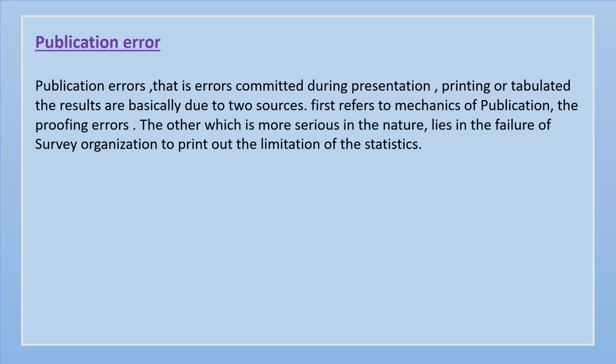Publication error, that is the error committed during presentation, printing, or tabulating the result, is basically due to two sources. First refers to mechanics of publication, the proofing errors and the like. The other, which is more of a serious nature, lies in the failure of the survey organization to point out the limitations of the statistic.